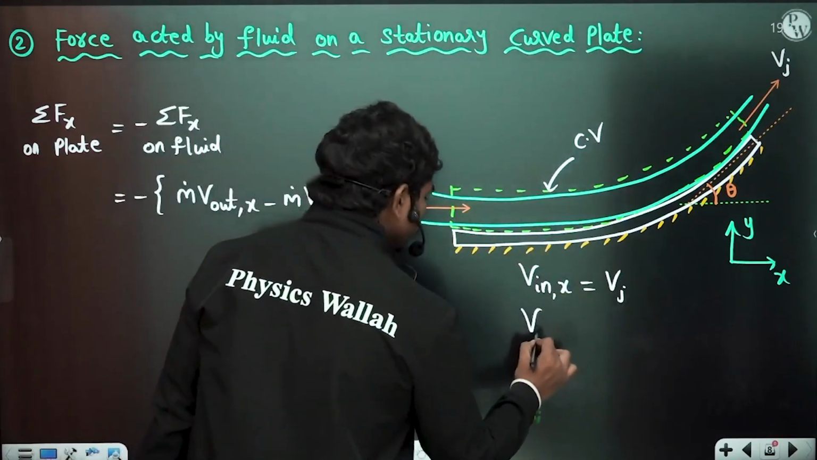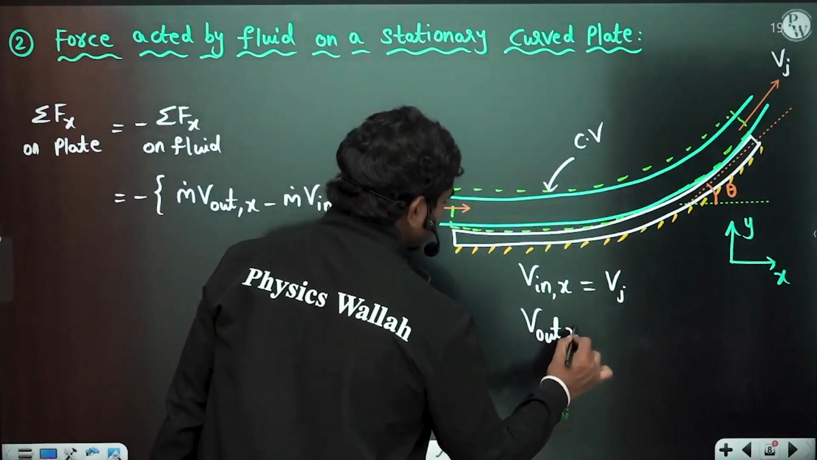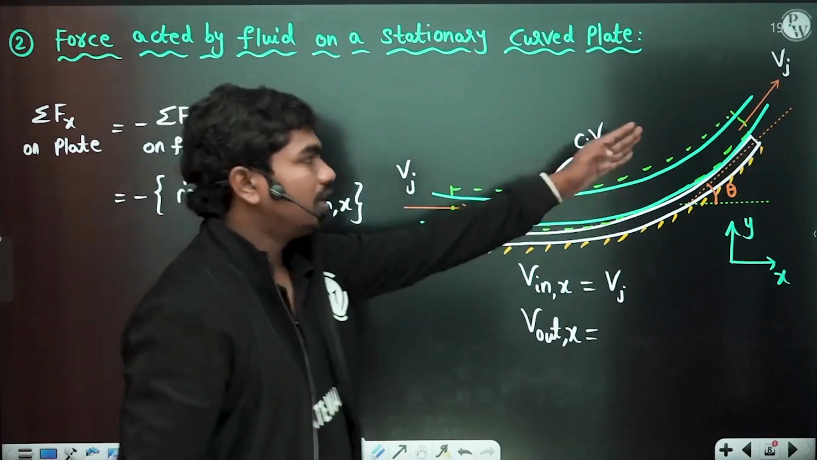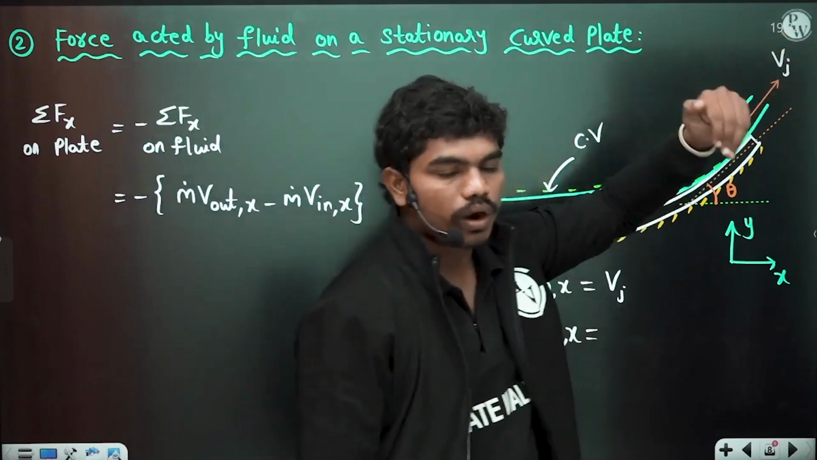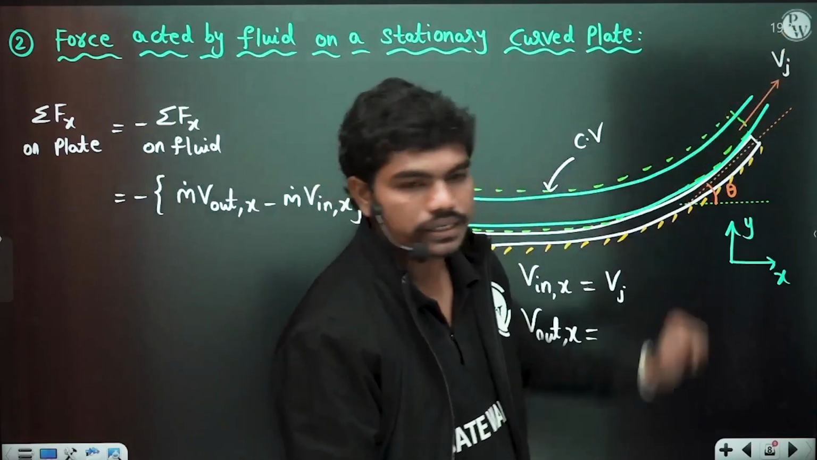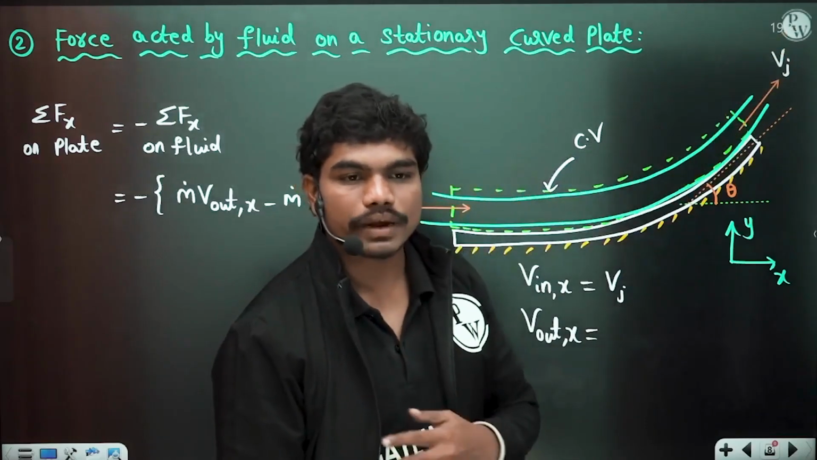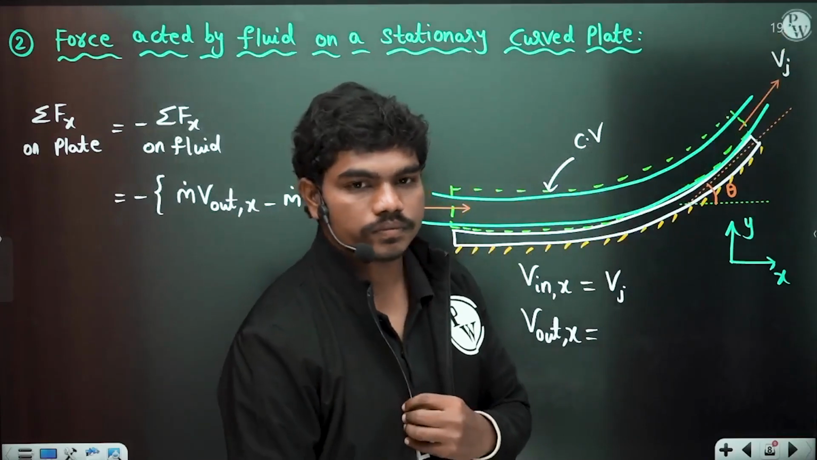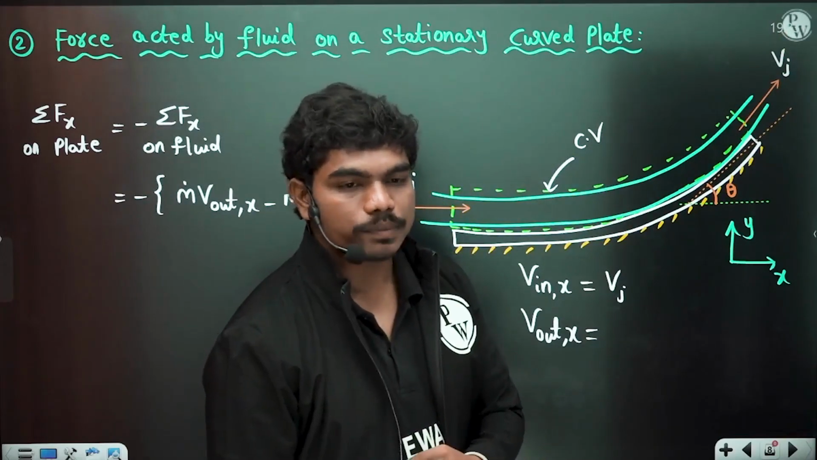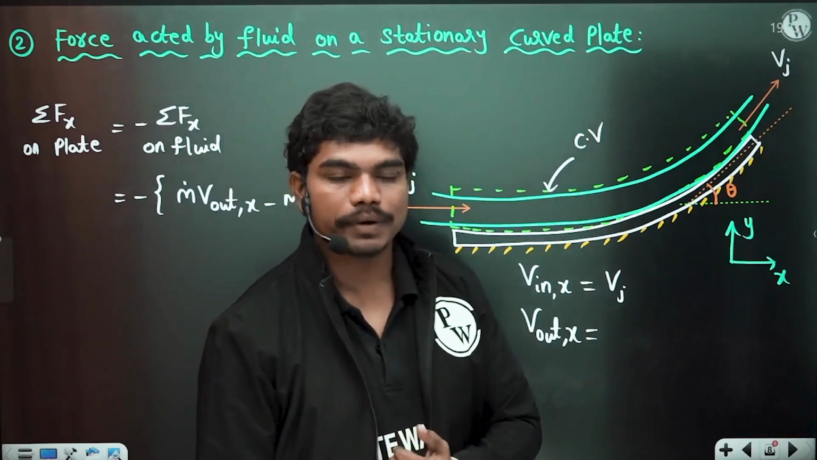Similarly, V out along the x axis, can you please tell me what this value is at the outlet? If this is inclined at an angle theta, what is the x component of velocity at the outlet? Please type in the chat box. What is the x component of velocity at the outlet?